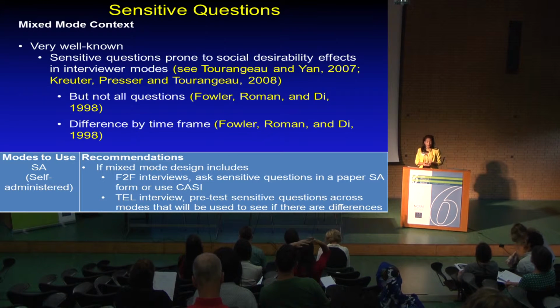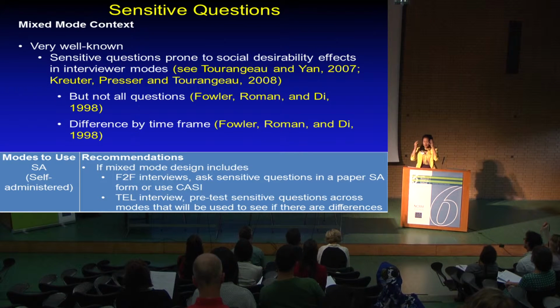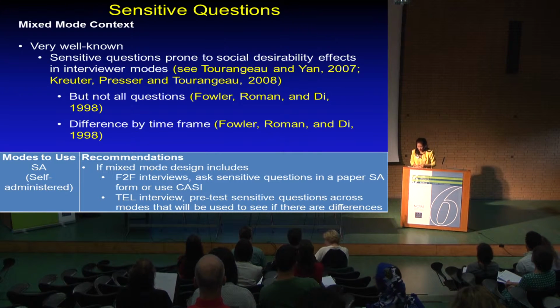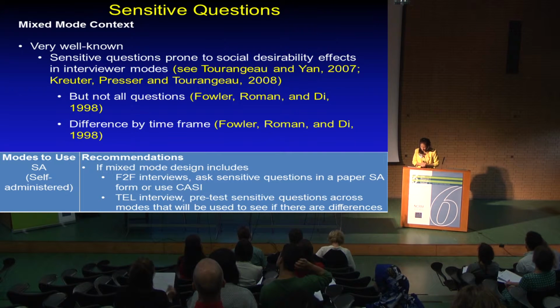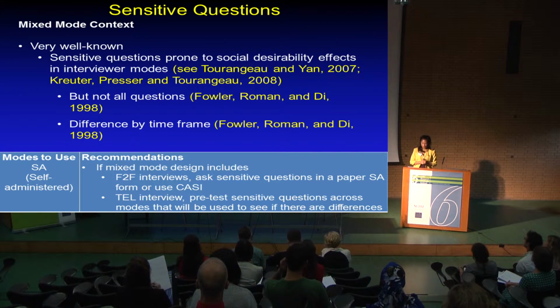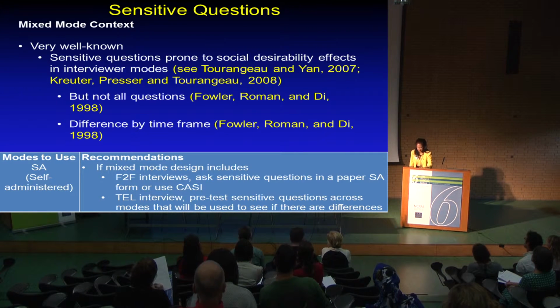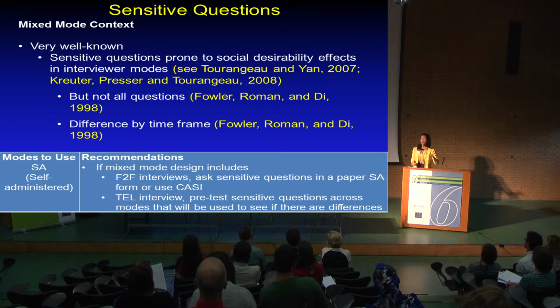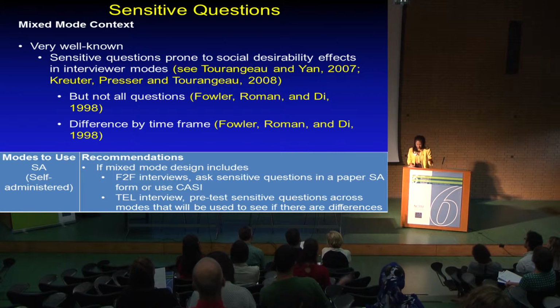So probably in terms of content, the main thing that everybody knows about with mixed modes is sensitive questions. It's very well known that sensitive questions are prone to social desirability effects in interviewer modes. But even though that's really well known, if you're a researcher just looking at what you think is sensitive, it doesn't mean that every single one of those is actually going to show mode effects. So it can't even be guaranteed within something as obvious as social desirability.